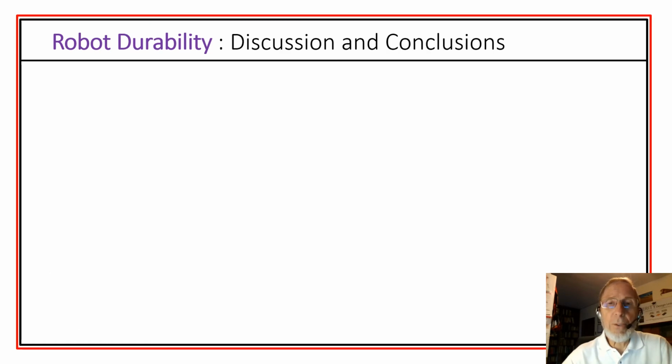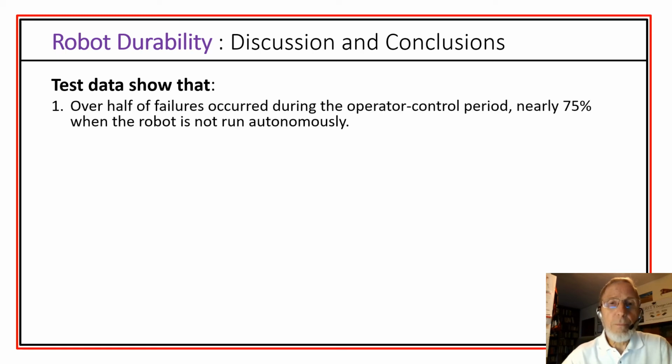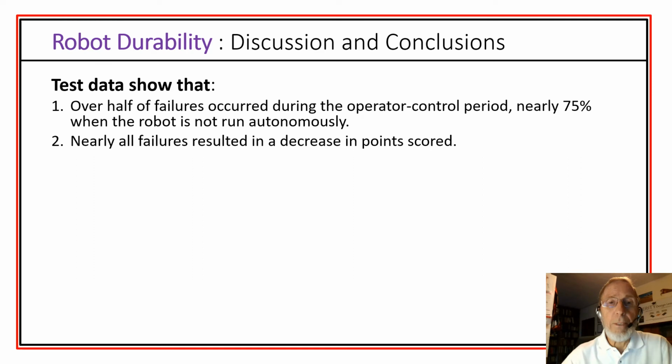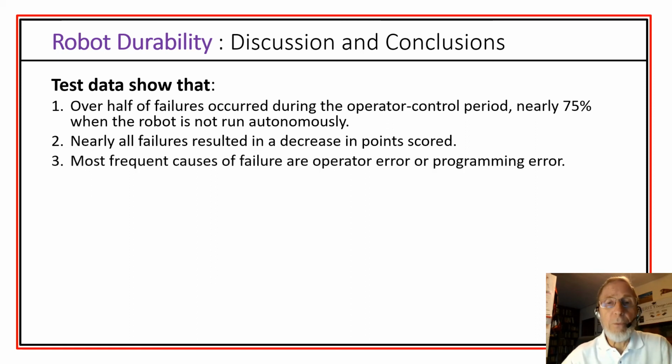So we're leading now to the discussion of the results. The test data showed that, number one, over half the failures occurred during the operator control period. If we also consider the end game, which also has operator control, we have nearly 75% of these failures occurring when the operator is really in control. Number two, nearly all failures resulted in a decrease in points scored. Most frequent causes of failure are operator error and programming error.